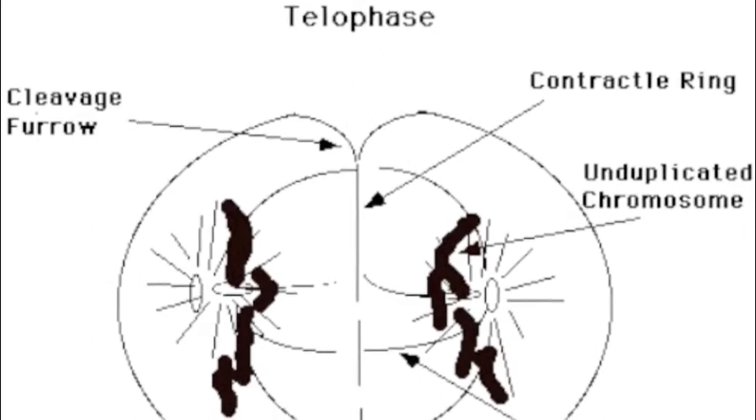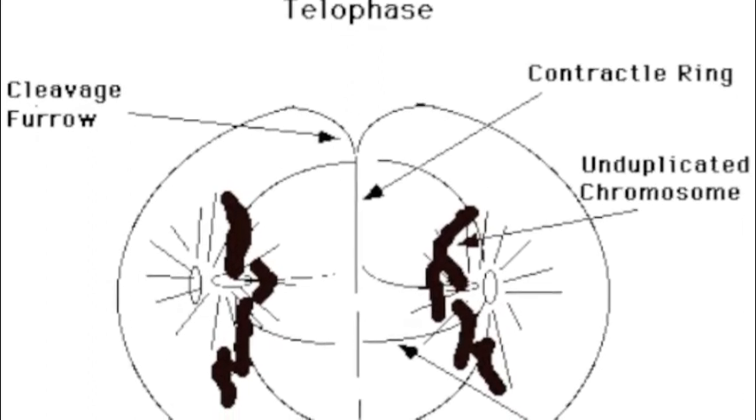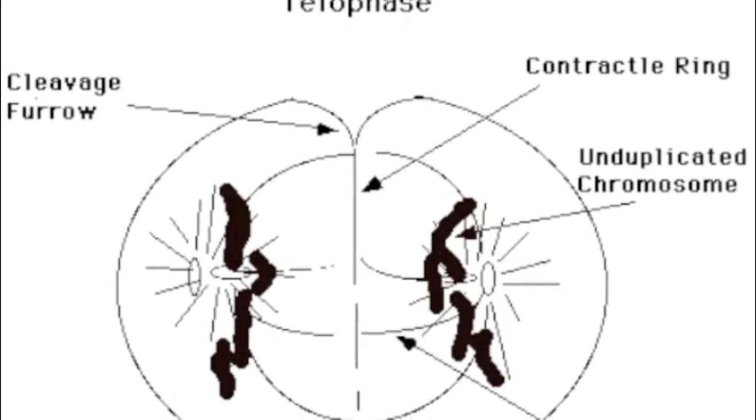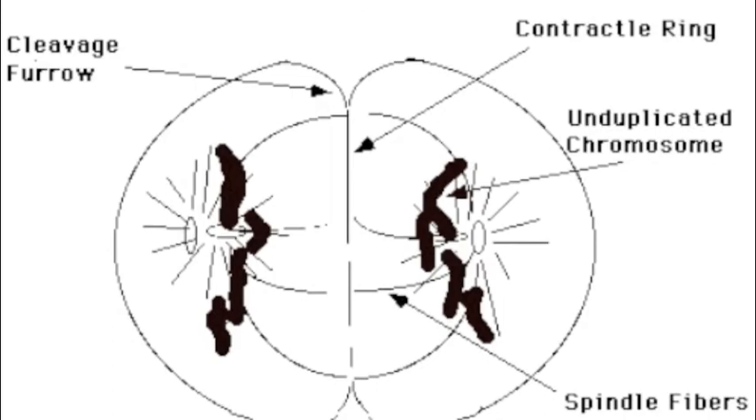The next phase is telophase. Telophase is when the daughter chromosomes arrive at the poles and the spindle fibers begin to disappear. The nuclear envelope forms around each group of chromosomes. The chromosomes start to unwind, and at last, the last phase, cytokinesis, will begin.